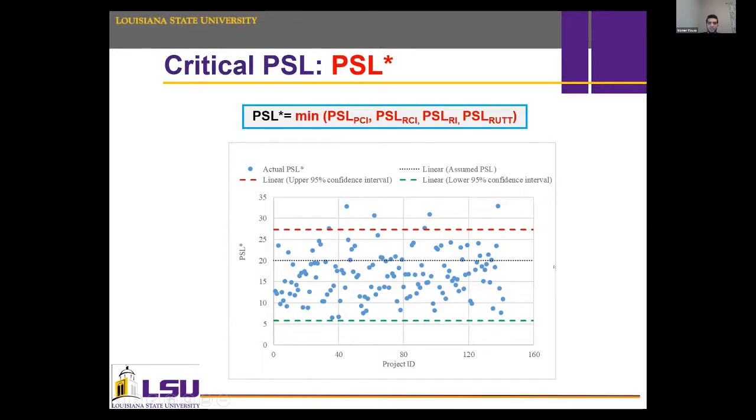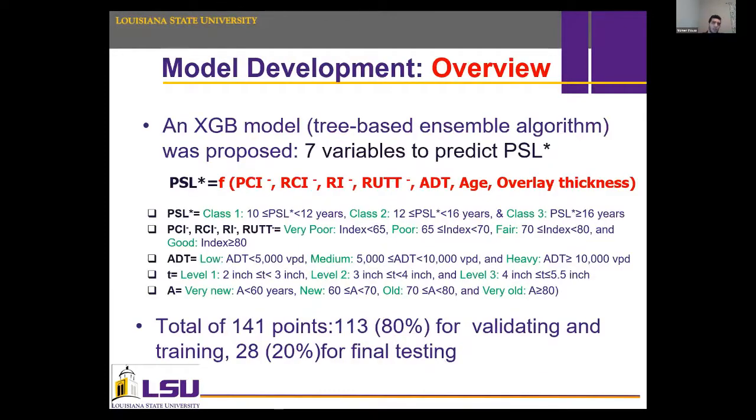And this is the 20, which is an assumed value. So we can see from this figure that about 75% of the projects had PSL star less than 20 years. And this suggests that the design overlay thickness using the AASHTO 1993 may not last the entire design period without the need for additional maintenance or rehabilitation activities. So that's why we developed a machine learning model.